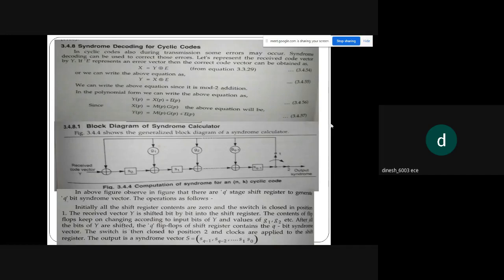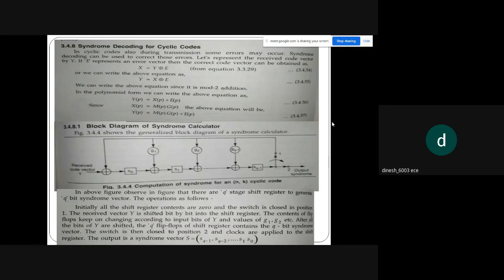So let us represent the received code vector as Y, and let us assume that E is an error vector, as we had seen in linear block codes. So X will be Y exclusive OR E, and we can rewrite this as Y is equal to X exclusive OR E. These two represent the transmitted code vector X and the received code vector Y. If one is known, the other can be easily found out, provided that the error bit is found appropriately. If the error is found appropriately, we can easily decode the corresponding X values.